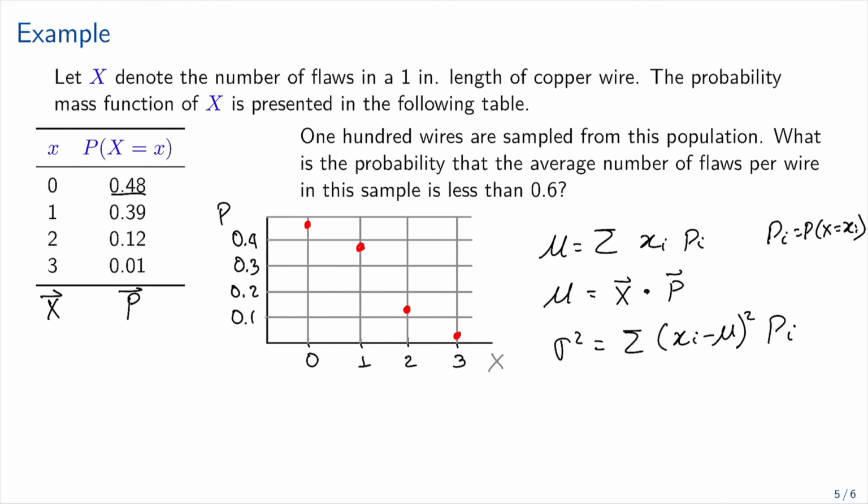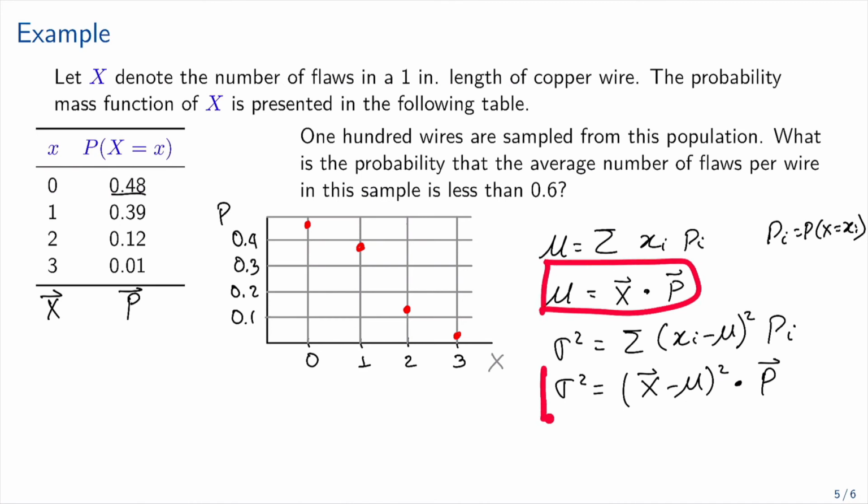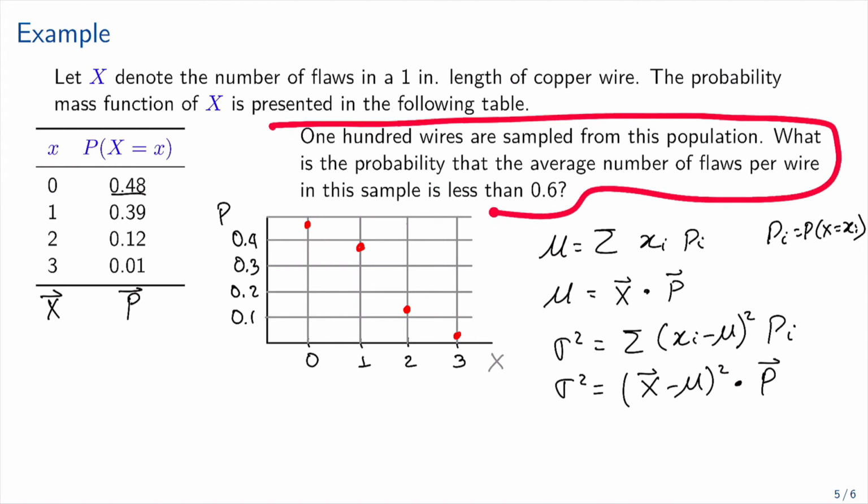So this one also we can compute in vector form. So sigma square is equal to vector x minus mu. Mu is a constant, so we subtract mu from every element of x, and we square this value, and this is an element wise operation, so we square each one of the values, and then we do dot product with p. So in this compact form for mu and sigma, we can use Python to solve this problem in a different way than has been done in the book. And then we can answer the question about the probability that is being asked.